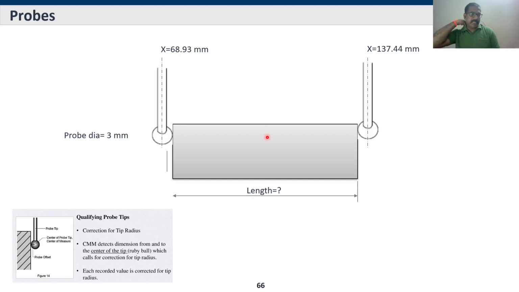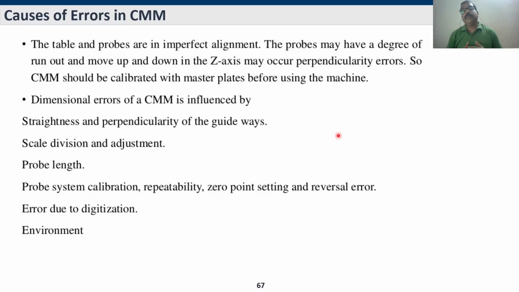Maybe we can say it's a gauge. Okay, I hope you got that too. So this video will be about calibration. Before that, why do we want to do the calibration? We want to ensure whether there is error or not.